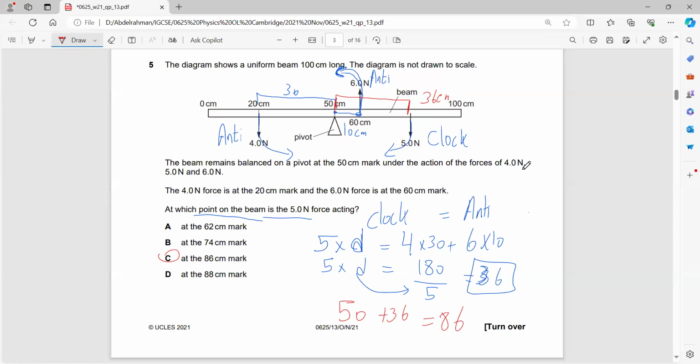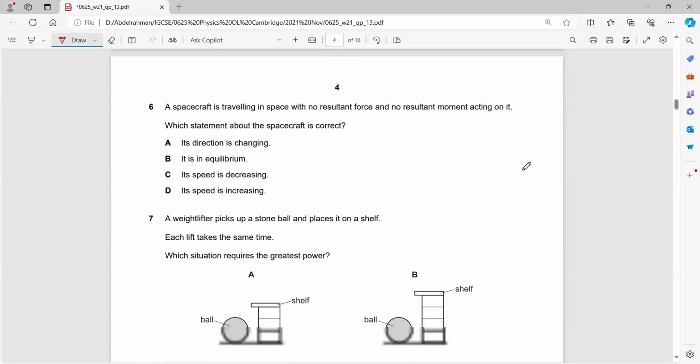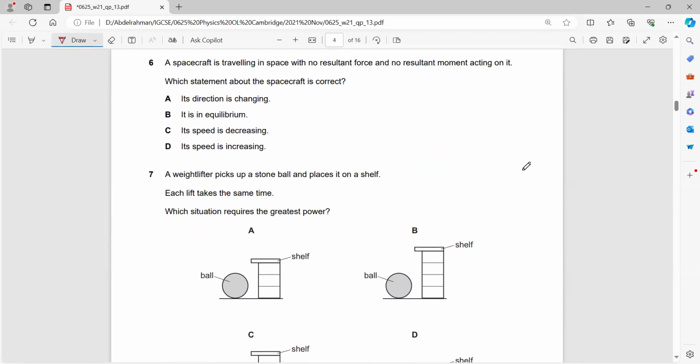Any questions? Okay, moving on. Question 6. Spacecraft is traveling in space with no resultant force and no resultant moment. Which statement about the spacecraft is correct? No resultant force and no resultant moment. Zero resultant force and zero resultant moment means it is in equilibrium. Yes, it's in equilibrium.